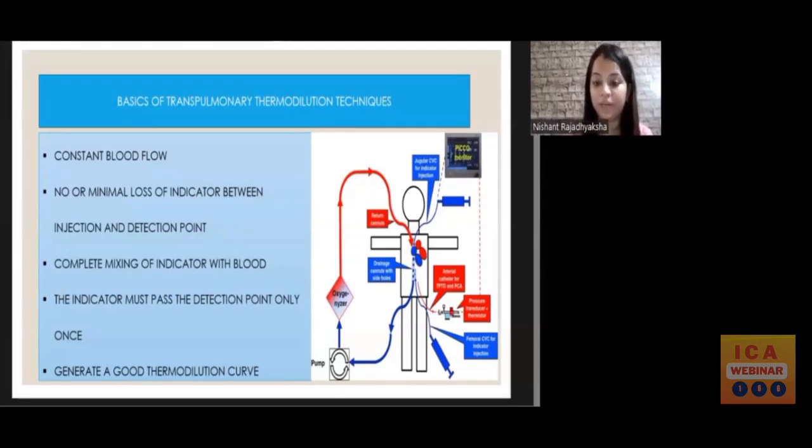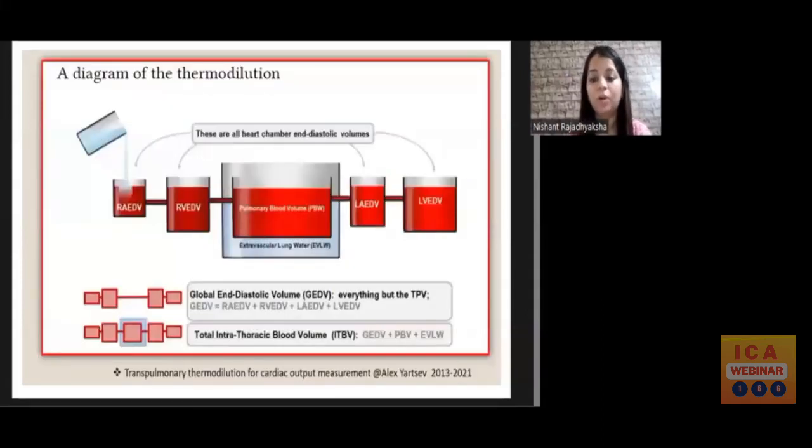Unlike pulmonary artery, here the detection point is much more peripheral, in the iliac artery, in the transpulmonary approach. So at the end, I would say whichever device you use, may it be pulmonary or transpulmonary technique, you should generate a good thermodilution curve. This is how transpulmonary thermodilution technique goes.